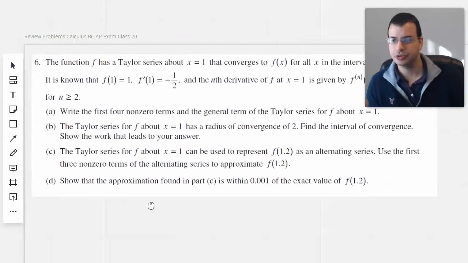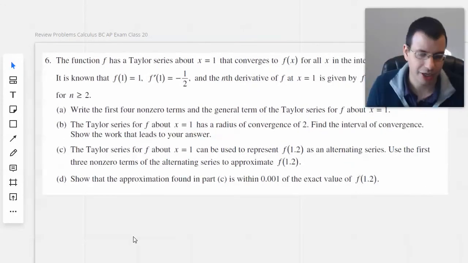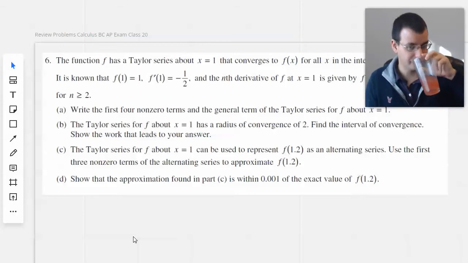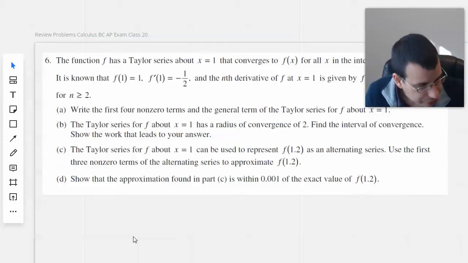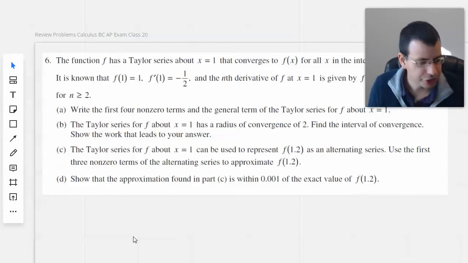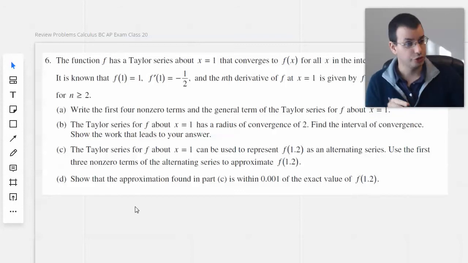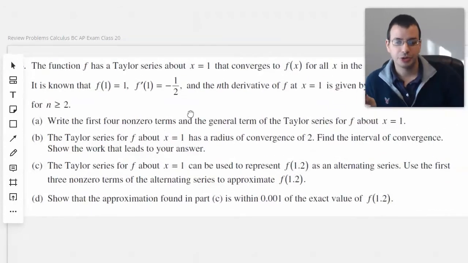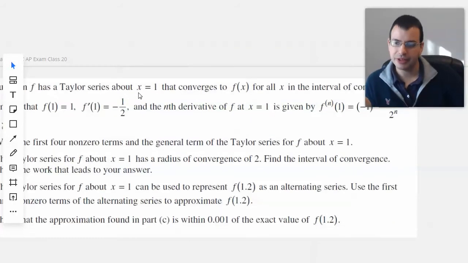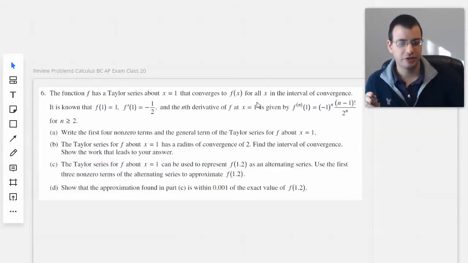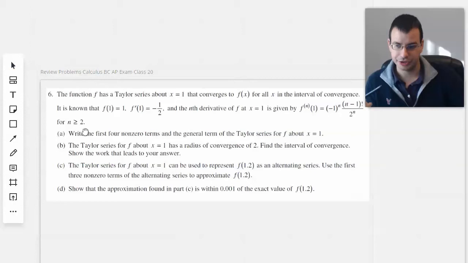Alright. So for this one, the function f has a Taylor series. Our dear friend, the Taylor series. Taylor series use derivatives to approximate a function, you should know that, about x equals 1. I think that means that a equals 1. So when we write out the Taylor series, we have an a, which is what we do the Taylor series about, and that means that a equals 1. That converges to f(x) for all x in the interval of convergence.